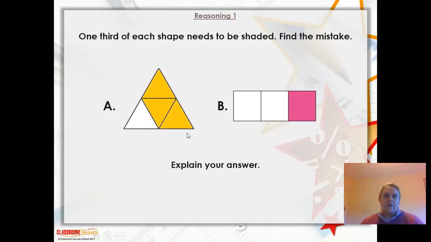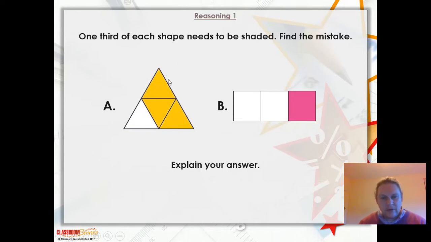All right, 1/3 of each shape needs to be shaded. Find the mistake. Okay, can you find the mistake? What has the person done wrong here? Okay, 1/3 of each shape needs to be shaded. Where have they gone wrong? Right, let's have a look at A. How many pieces have we got this shape divided into? 1, 2, 3, 4. There's 4 pieces, okay?